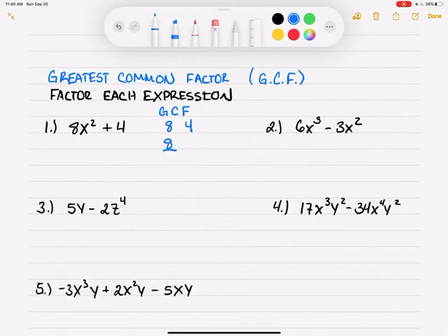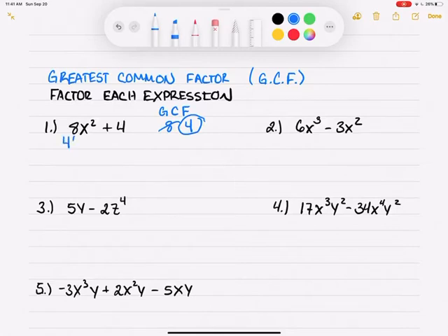I know that I can divide 8 by 4, and I would get 2. And I can also divide 4 by 4, and I would get 1. So I can divide both of these numbers by 4. Let's try 8. I can divide 8 by 8, and I would get 1. If I divide 4 by 8, that's going to leave me with a fraction. So I know that I won't be able to use 8 as my greatest common factor. So my greatest common factor here is going to be 4. That means I can divide 8x squared and 4 by 4.